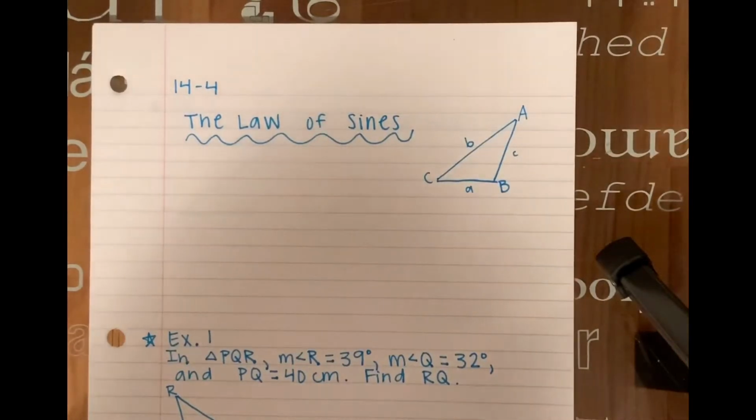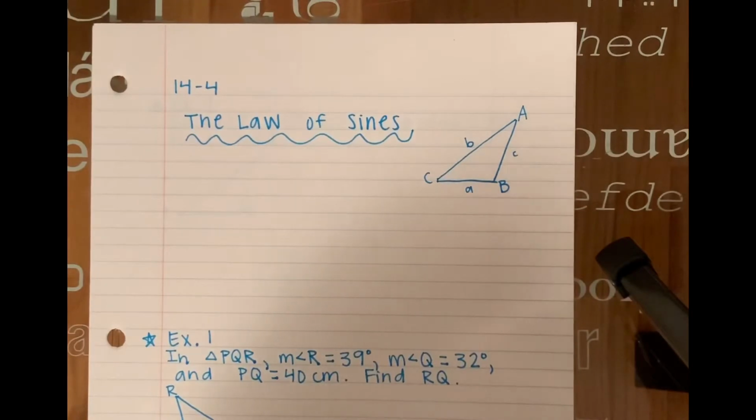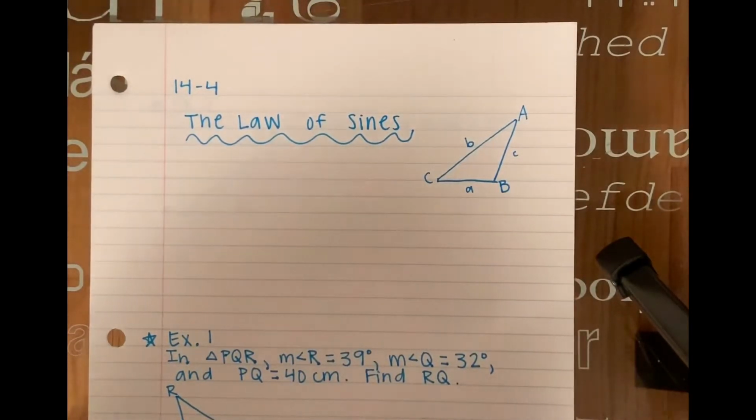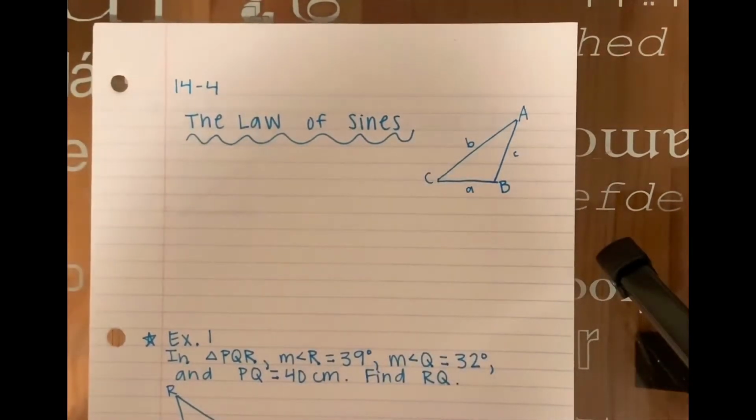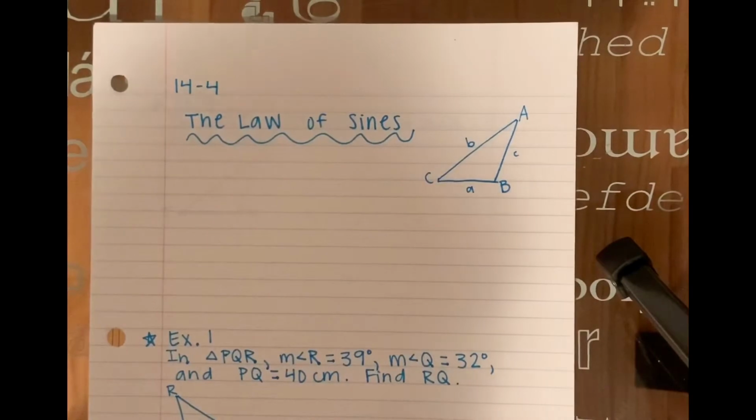Chapter 14, Lesson 4 continues our study of triangles, and it is about a particular law that we're going to study called the law of sines. Here's what the law of sines says. If I have a triangle that is not a right triangle, so far we've only used right triangles with trig functions. Now we're going to start using any type of triangle.